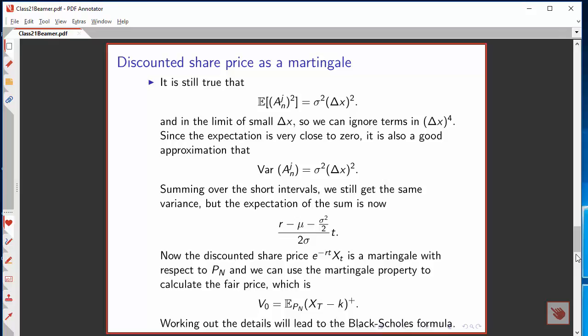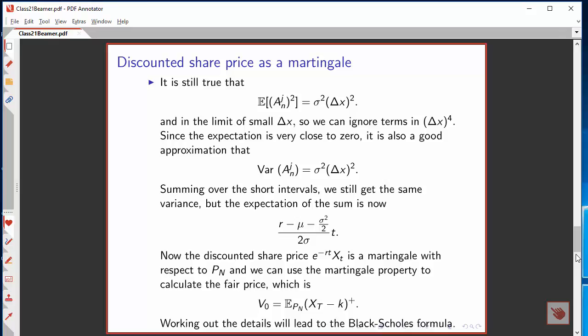Now the change in the exponent is always sigma times delta x, no matter whether it's up or down. So its square is a constant, and we know the expectation of the square. The expectation is very close to 0, so while strictly speaking, the variance is the expectation of the square minus the square of the expectation, we can forget about the square of the expectation for small delta x and say we also know the variance of this.